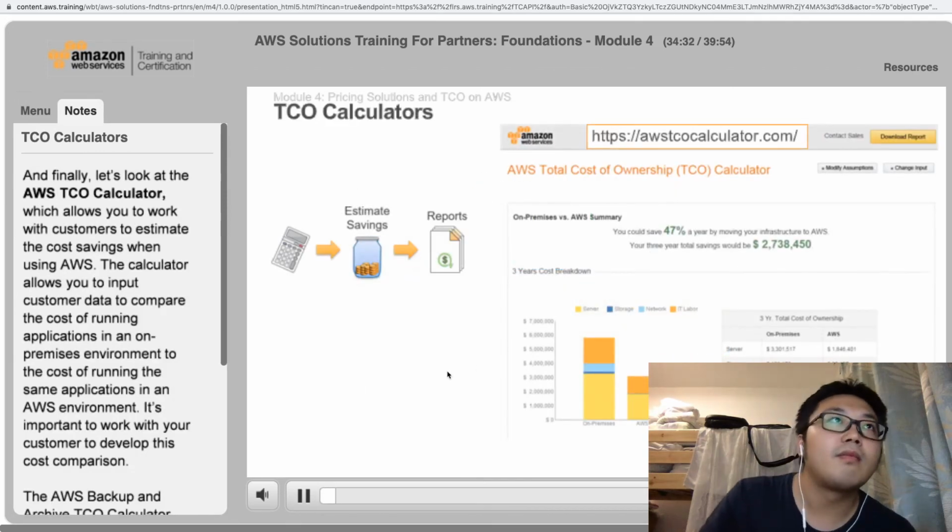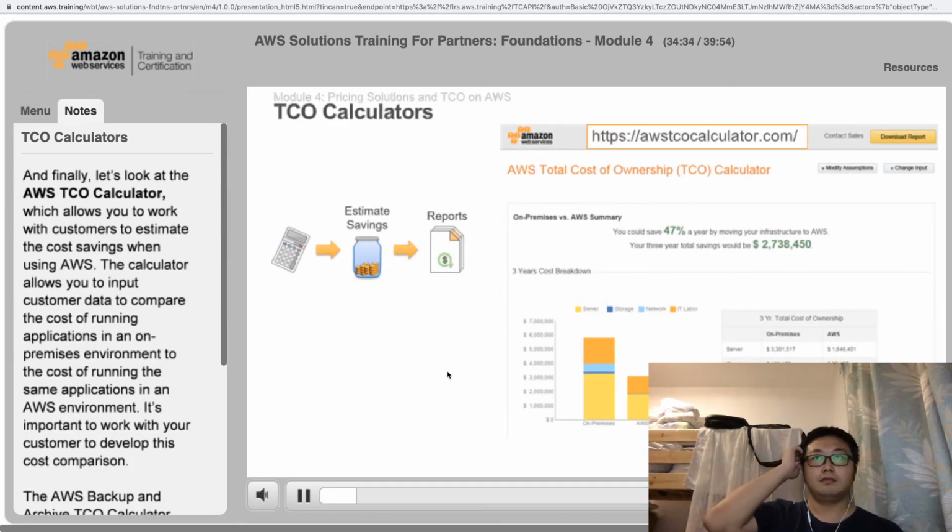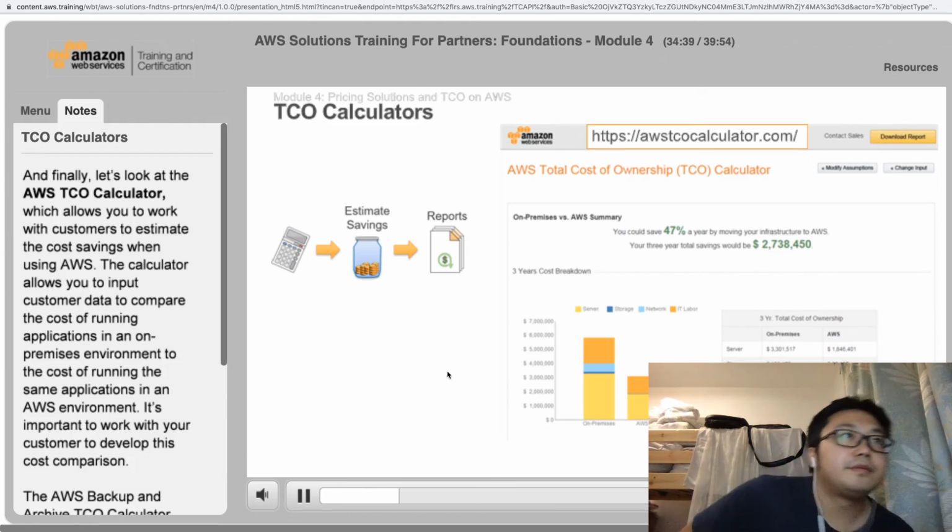And finally, let's look at the AWS TCO calculator, which allows you to work with customers to estimate the cost savings when using AWS.